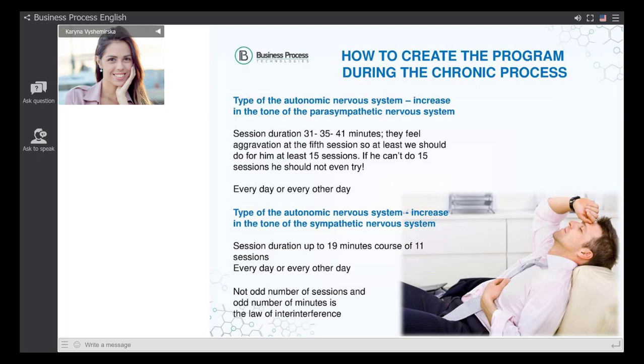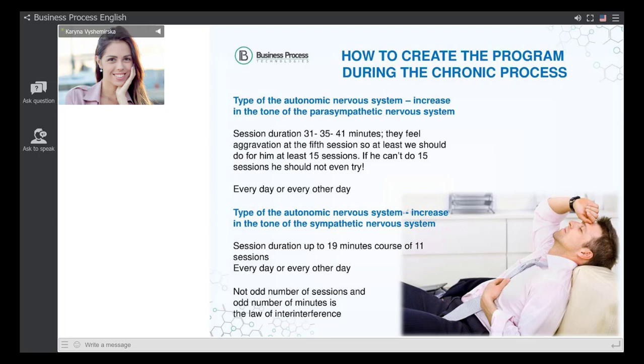In this case, it's very important. These people feel aggravation, the inflammation of their chronic disease, only at the fifth session, when normal people with eutonia were already leaving the aggravation period. So in this case, for parasympathetic people, everything is a little bit longer. So for them, we need to do 15 sessions.